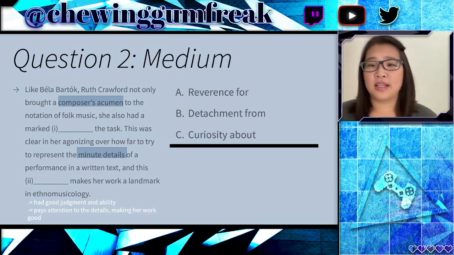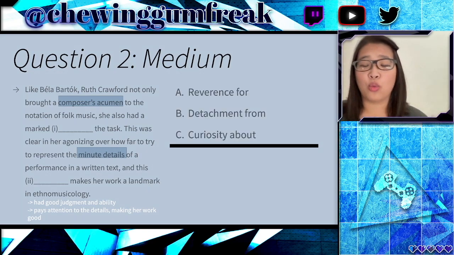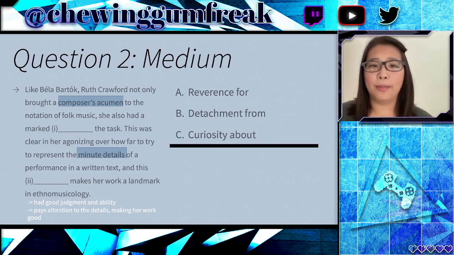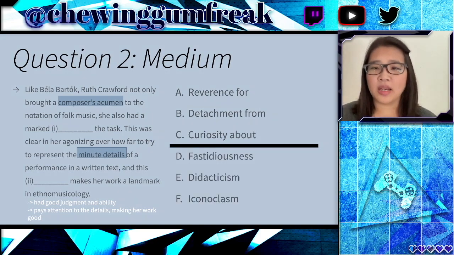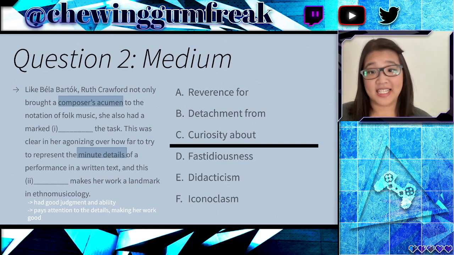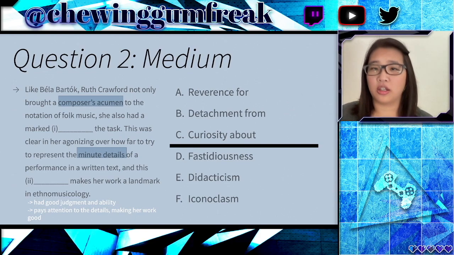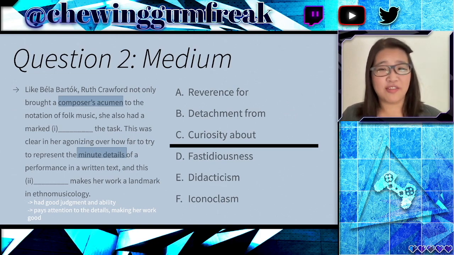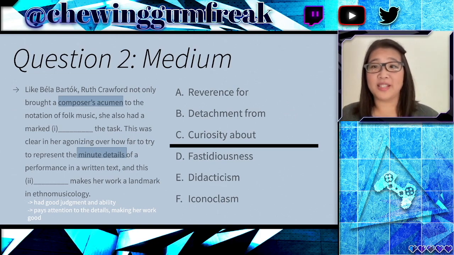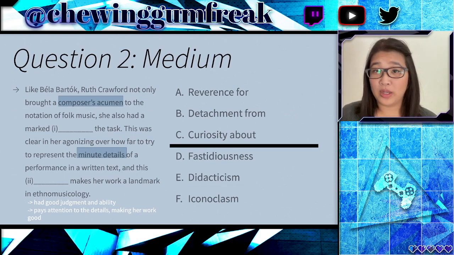The answer choices are A, reverence for, B, detachment from, and C, curiosity about. For the second blank, we have fastidiousness, didacticism, and iconoclasm. Notice, especially for D, E, and F, that these may be words you're unfamiliar with, so that's why understanding vocabulary in context is so important, and we'll break it all down.